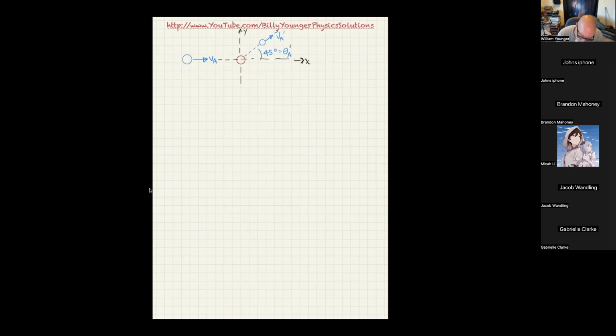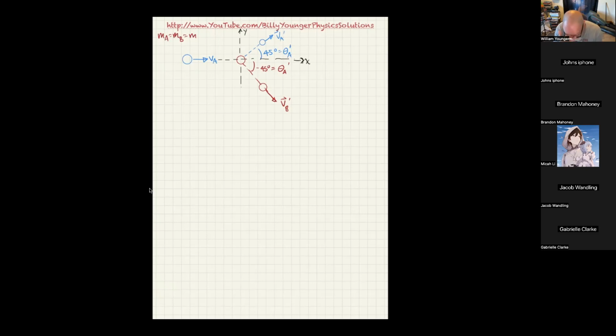Now the other ball will move off with a velocity as well. That velocity will be VB prime, and that velocity is at an angle of negative 45 degrees, theta B prime. Now they both have a mass mA equals mB, which is just m.